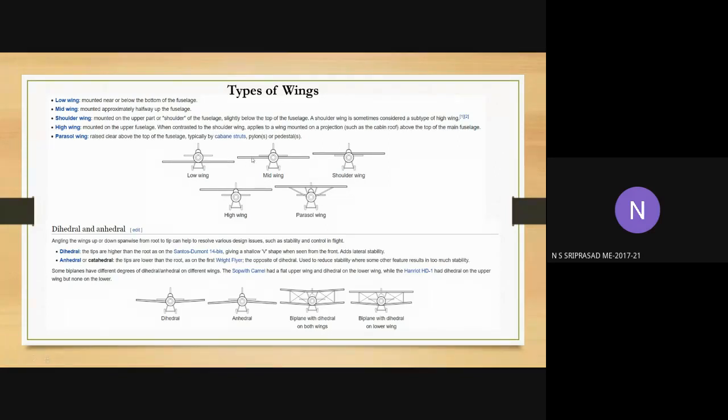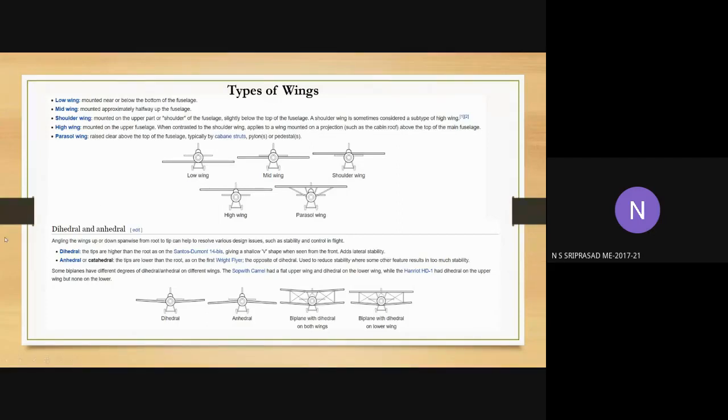Again, I'm telling you, all these configurations have different applications and different pros and cons. If one was better than the other, then all the planes would definitely have the same shape of wings. Because not all planes have the same shape of wings, we should understand that some of them have their own pros, some of them have their own cons.